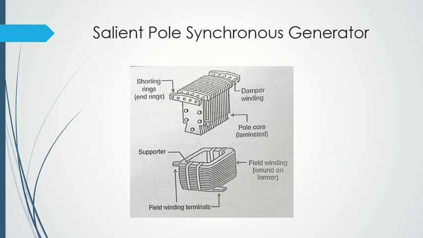Okay, and they are shorted on both ends using these shorting rings or end rings. See, they are very much shorted on both sides. And then my field winding, here you can see the field winding. This field winding is normally made up of rectangular conductors, and the field winding is placed on the pole core.